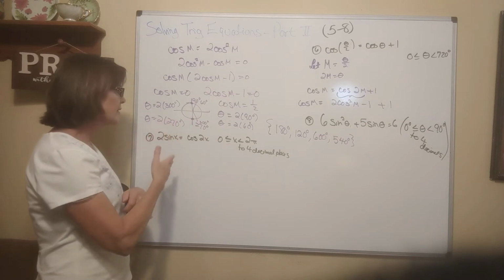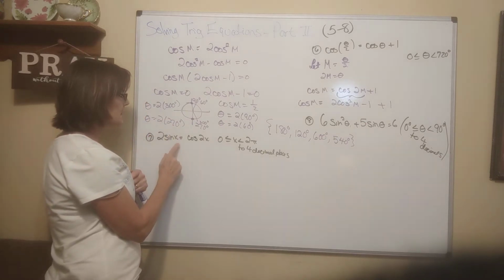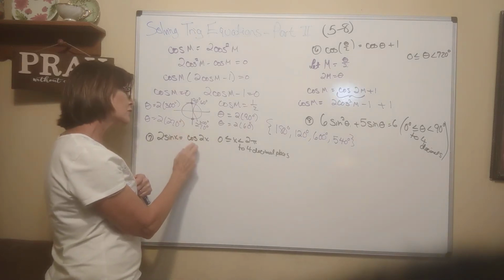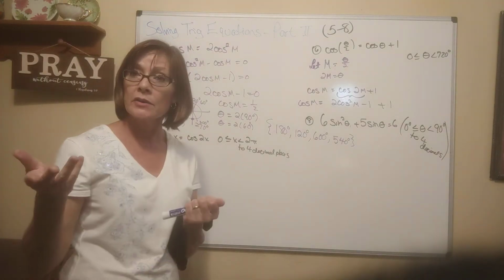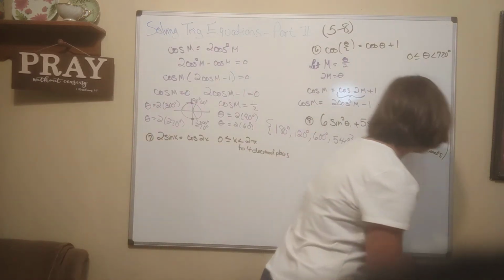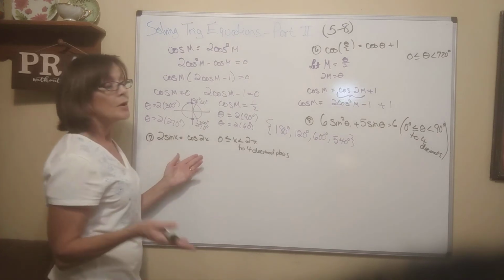All right, let's do 7 and 8. 7 is 2 sine x is cosine of 2x. We can handle this. We can rewrite cosine of 2x in terms of sine, and then we can factor. We can do this. This is kind of old at this point, but that's our plan. What identity of the cosine of 2x should we use? The one with sine in it.